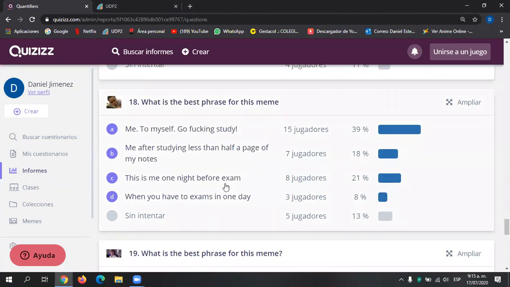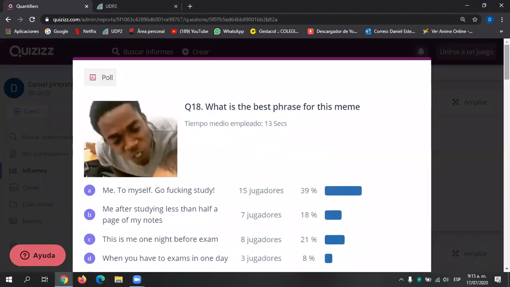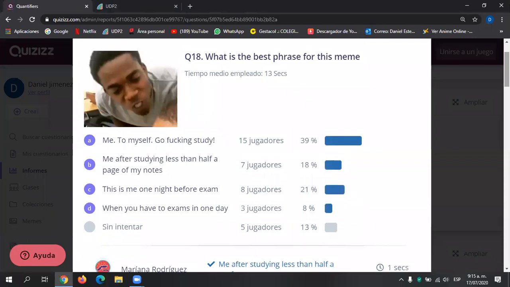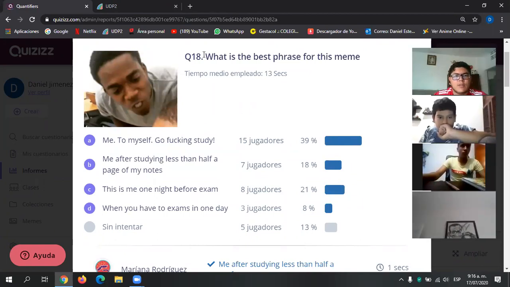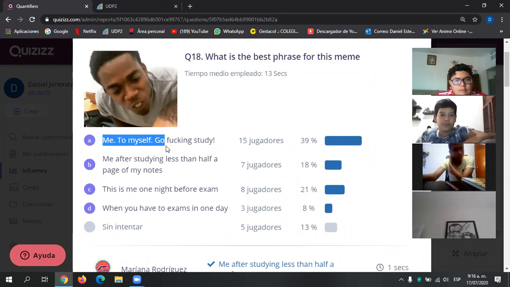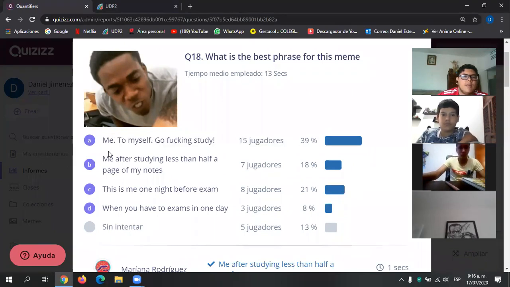No one. Bueno, estas preguntas no tenían calificación, pero sí eran un poco más difíciles porque teníamos que hacer contextualización de lo que está aquí en las imágenes. Entonces dice la primera, what is the best phrase for this meme? ¿Cuál es la mejor frase para este meme? ¿Vale? Entonces, en este caso yo coloqué la respuesta, me, to myself, go fucking study. De mí, para mí mismo, ve a estudiar, maldita sea.